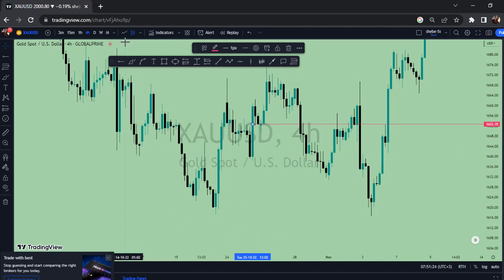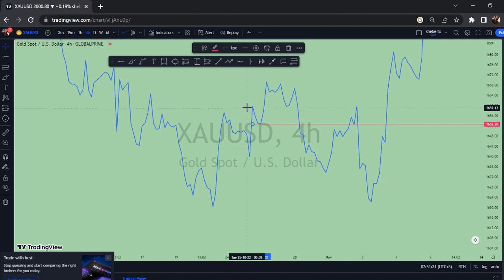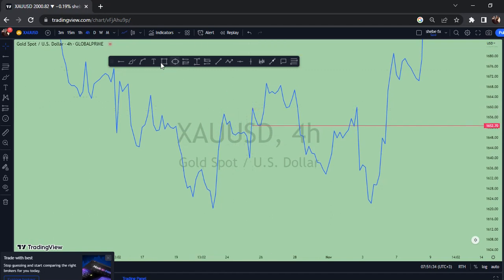If you don't use the line chart, you can see this one is not the high. But if you use the line chart, you see exactly here: this was high, and this was higher. This point over here was higher than this one.